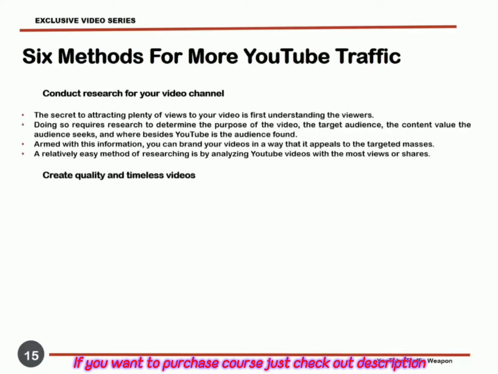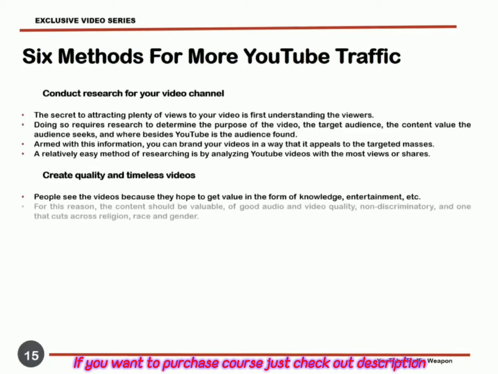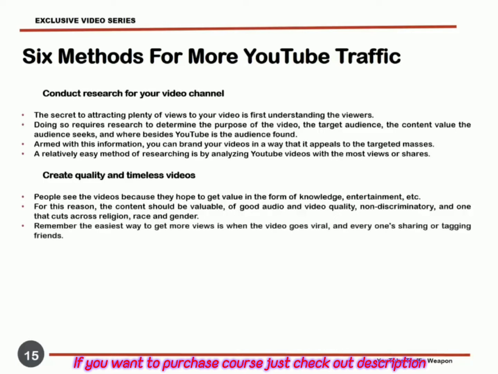Create quality and timeless videos. When it comes to the web, content is king. People see the videos because they hope to get value in the form of knowledge, entertainment, or nourishment. For this reason, the content should be valuable, of good audio and video quality, non-discriminatory, and one that cuts across religion, race, or gender. It is amazing how many YouTubers upload videos that fail to meet such standards and wonder why their videos are not attracting views. Remember, the easiest way to get more views is when the video goes viral and everyone is sharing or tagging their friends. No one wants to share poor quality or boring videos.